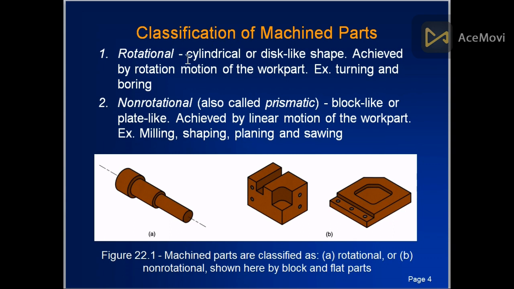Classification of machined parts can be divided into rotational, that may be cylindrical or disc-like shaped, achieved by rotation motion of the work part, for example turning and boring, and non-rotational. It is also known as prismatic, block-like, or plate-like because it cannot achieve the desired part by rotation. It can be done by milling, shaping, planing, and sawing.